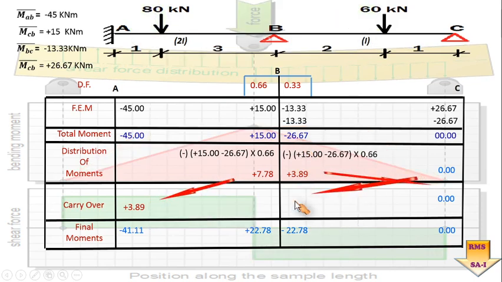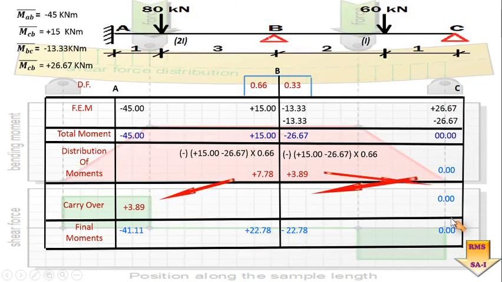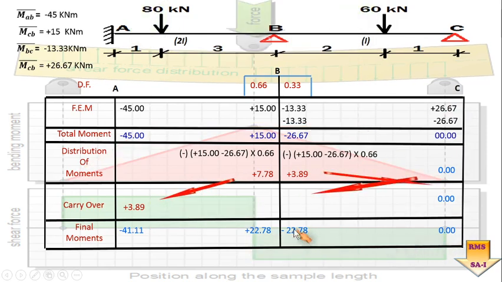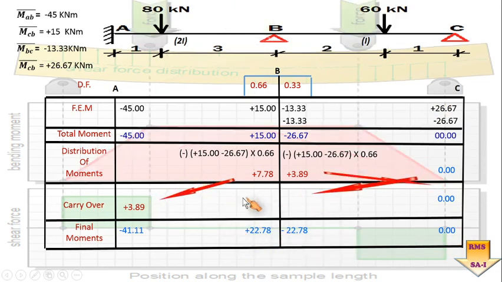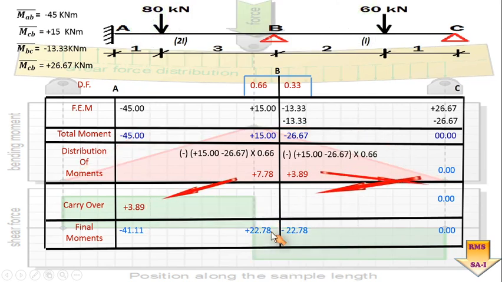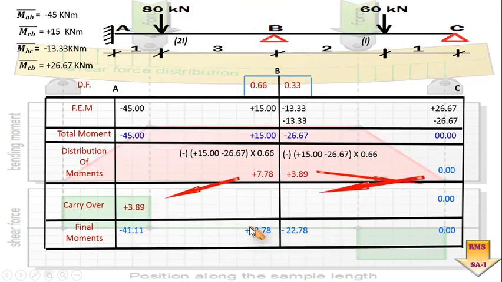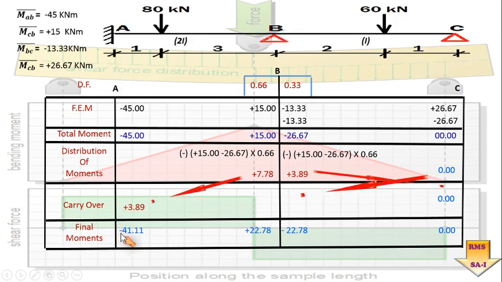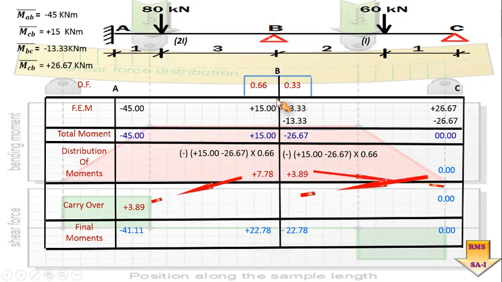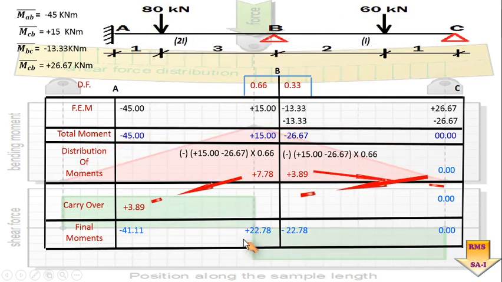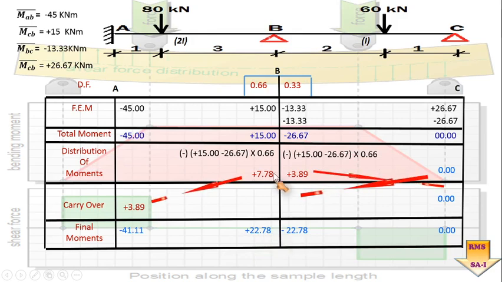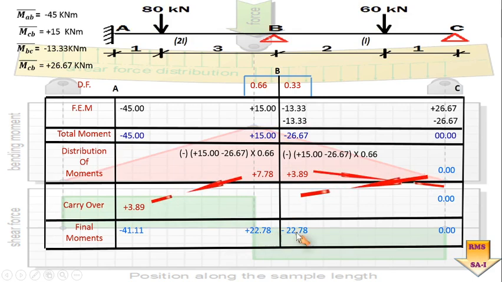Similarly on this side, BC side, about point B, minus 26.67 plus 3.89. So the algebraic summation of these two gives you the value minus 22.78, and here all values of bending moment are equal to 0. So this is the concern why we had the moment distribution for this particular problem. Is it okay? So you can see here, this is a fixed end, so there is a fixed end moment of minus 41.11. About point B, for span BA, the moment is plus 22.78, and for BC about point B, minus 22.78. So this has been equalized.